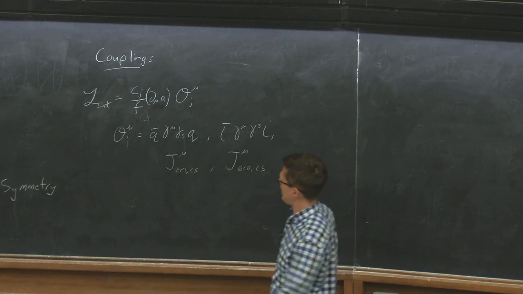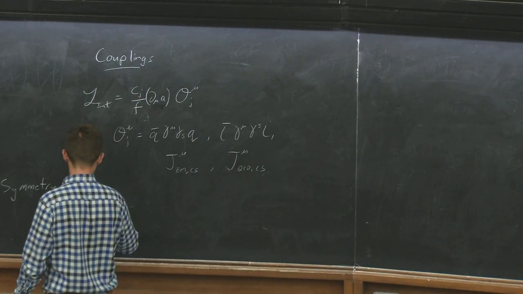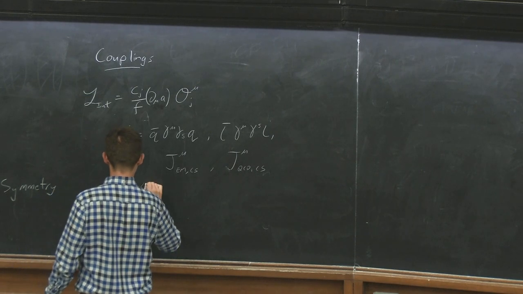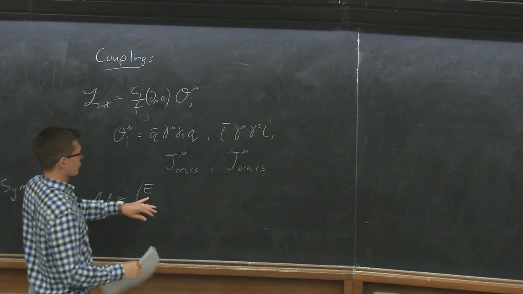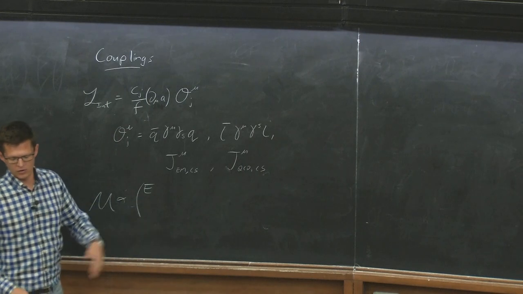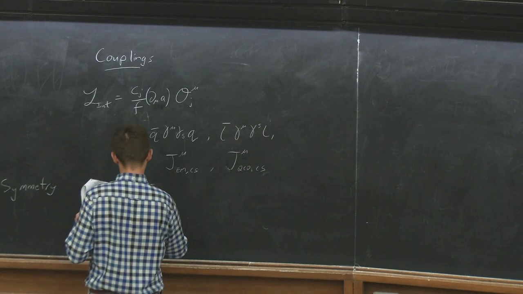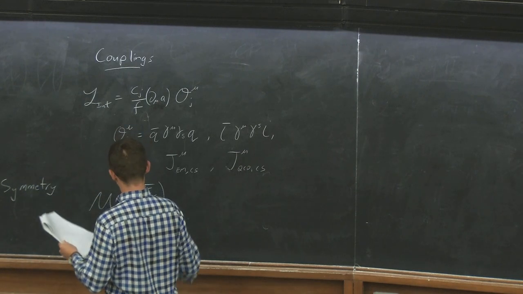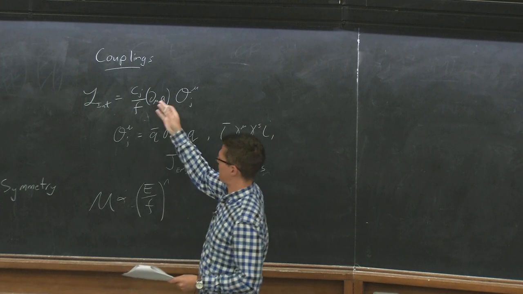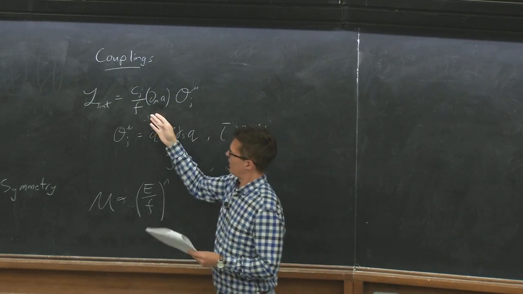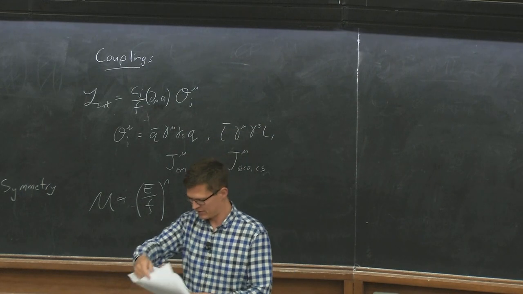And what that tells us is that amplitudes, matrix elements for various scattering processes, will tend to be proportional to the energy of the scattering process at hand, whatever energy you're producing this axion at, divided by F to some power n, which depends on the process and how many axion legs you have attached and how high dimension the operator is.